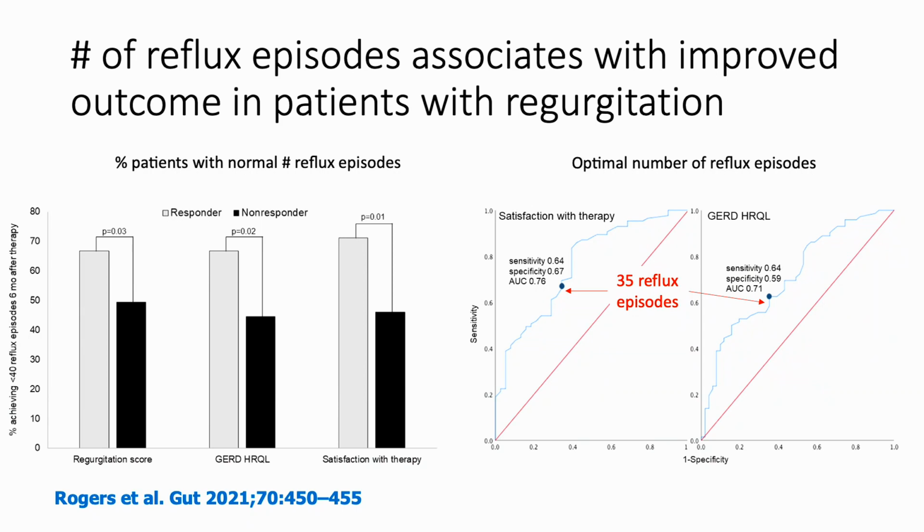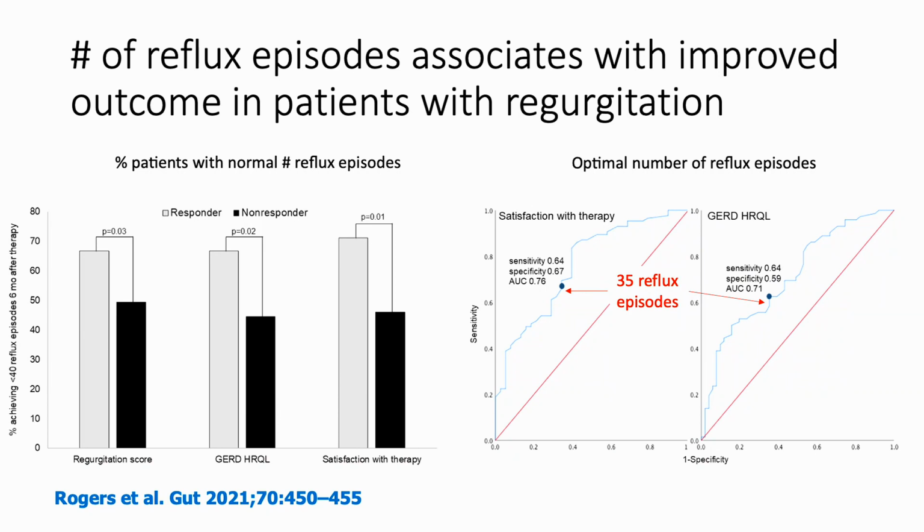compared the group of patients who responded and those who did not respond, to what extent these patients reached a normalization of the number of reflux episodes, defined as less than 40 reflux episodes over 24 hours, as defined by the Lyon consensus. And here they found that in the responders group there was a higher proportion of patients who had less than 40 reflux episodes compared to the group of non-responders, where the vast majority of these patients had 40 or more reflux episodes following either magnetic sphincter augmentation or double dose PPI.